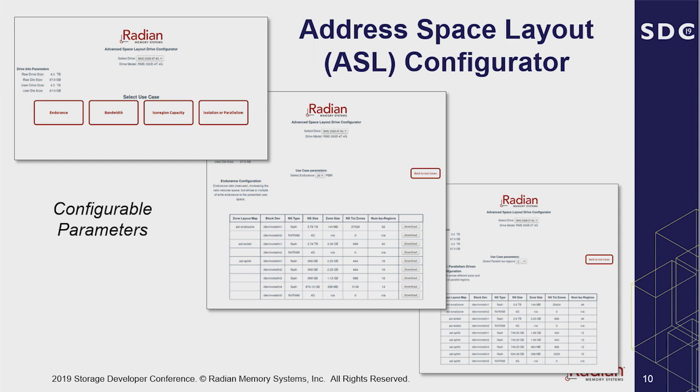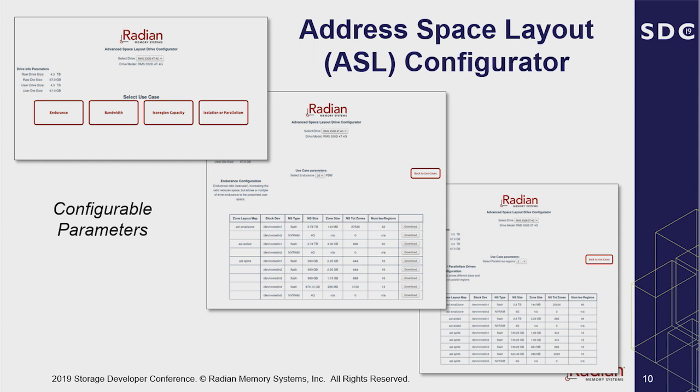The assignment of the LBA ranges to groups of flash structures is what we call the address space layout, or ASL. And Radian's ASL configurator allows the user to pre-configure a specific address space layout, such that the frontier stripe width and isolation of individual zones meet the desired trade-offs between the zone size, performance, quality of service, and endurance.